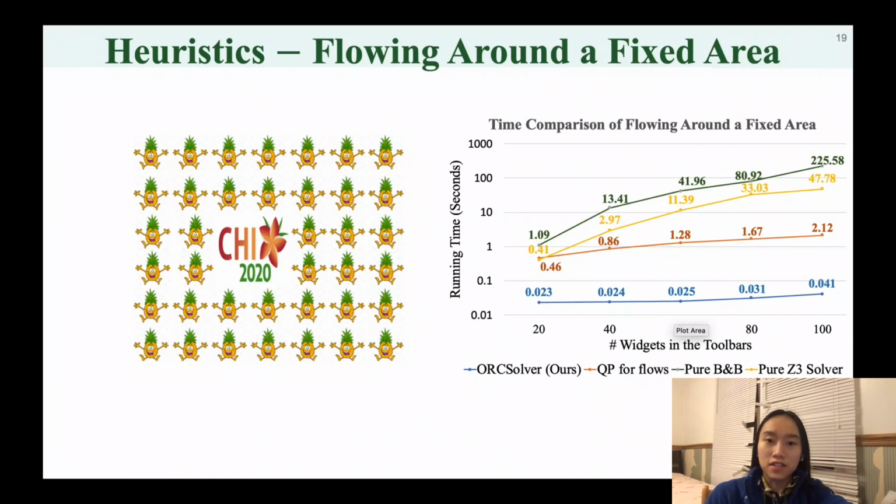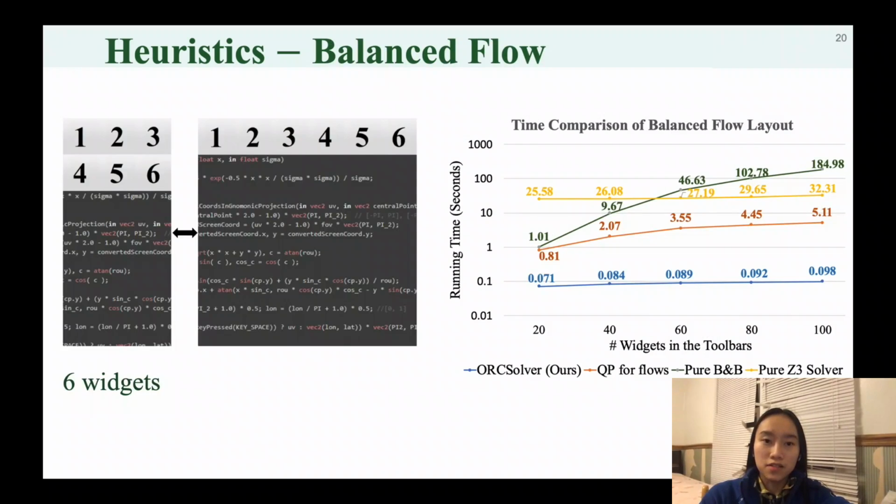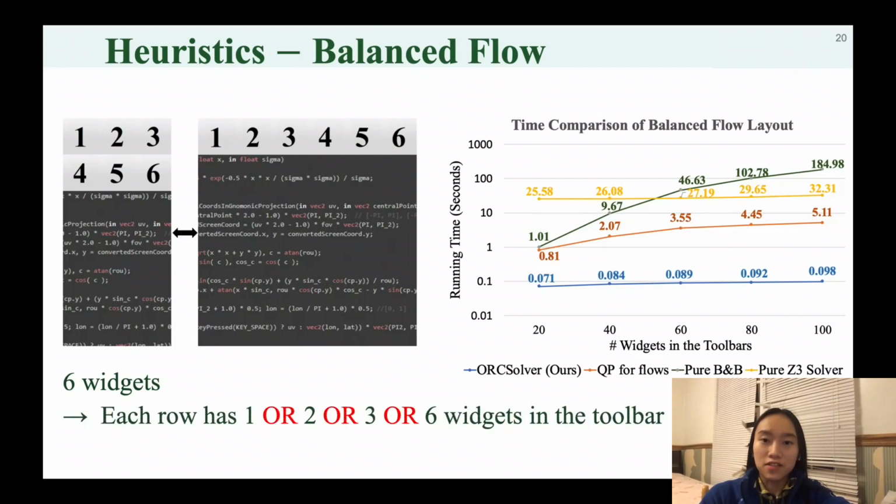For flowing around a fixed area pattern, OrgSolver divides the sublayout into 3 areas: upper, middle, and lower areas, where the middle area has a horizontal flow with a gap in the middle. Then it processes the 3 areas as 3 connected flows. In balanced flow layout pattern, all rows contain the same number of widgets. To solve this, OrgSolver computes all the factors of the total number of widgets in the flow sublayout, and then explores the different factors through branch and bound, using appropriate number of rows in the flow algorithm.